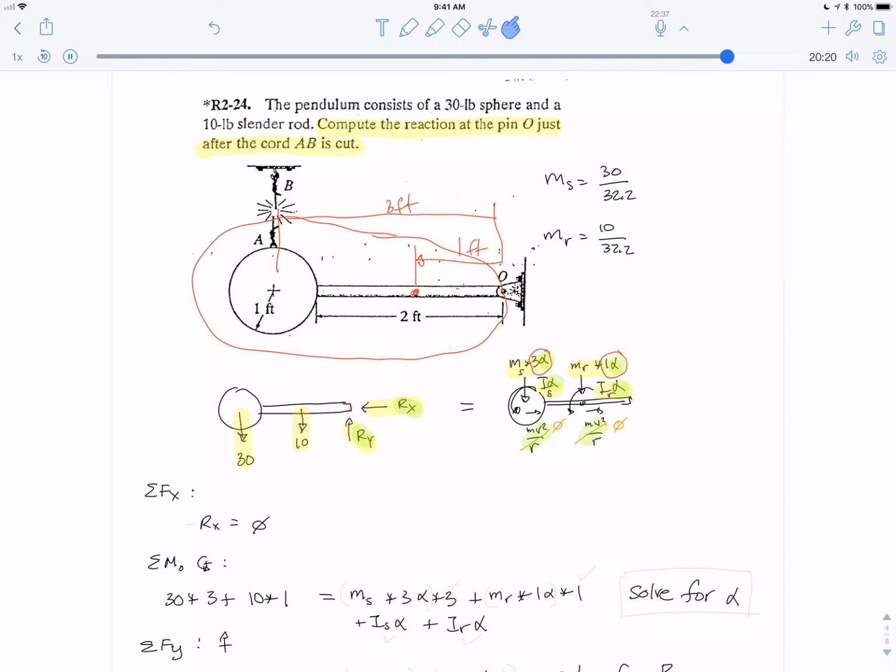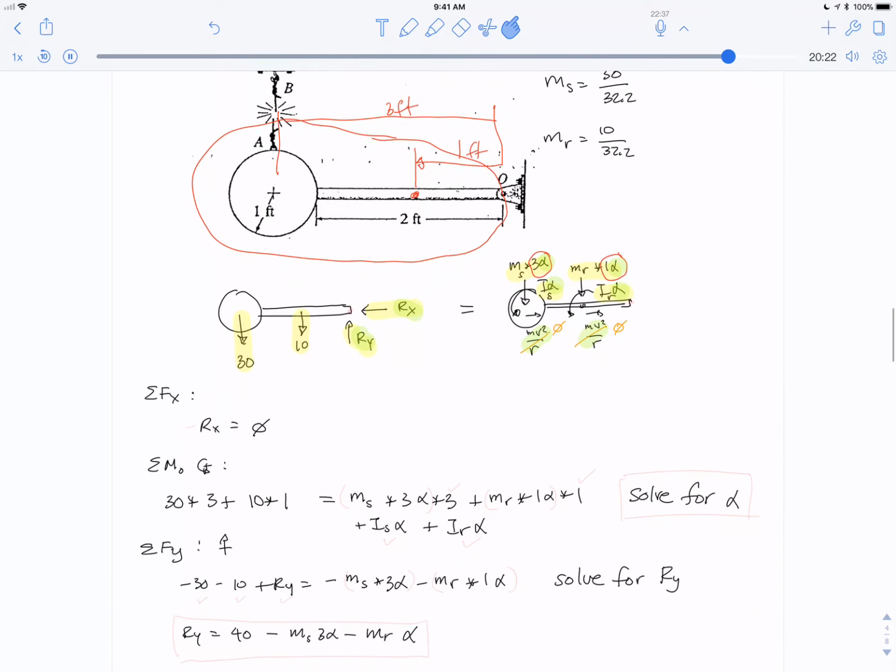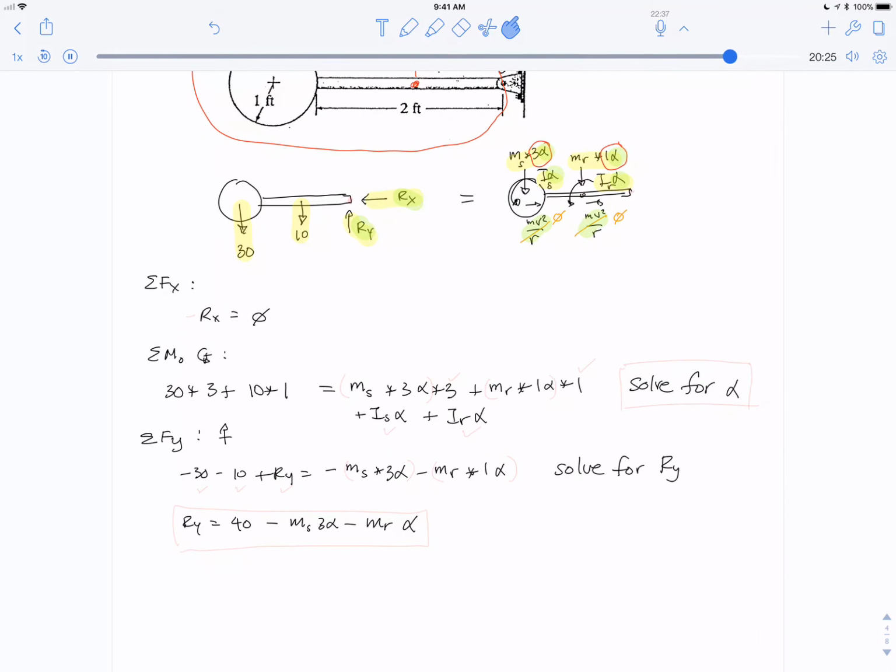Okay, so let's do this. If you sum the x components, technically you have minus Rx going to the left, if I take to the right positive, and there are no x component accelerations on the right-hand side picture, so it's 0, so Rx is 0. We're going to take moments someplace clever. So to me the clever place is to take the moments about the pin, to get rid of both of those reactions. So on the left-hand side, take your moments about the pin, counterclockwise is positive. That 30 has a moment arm of 3, and that 10 has a moment arm of 1.